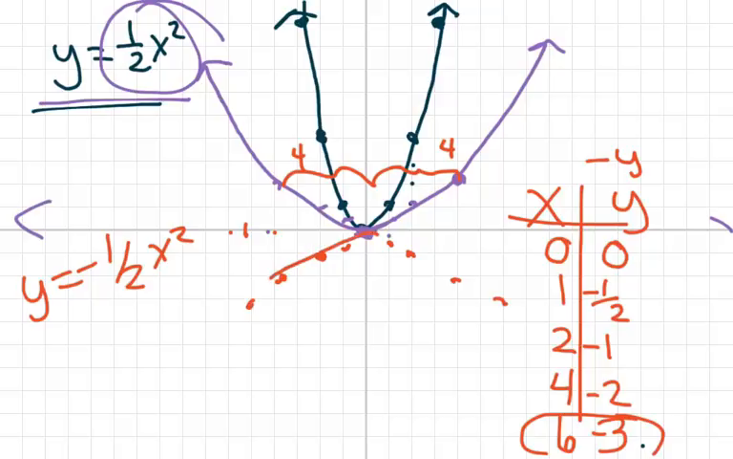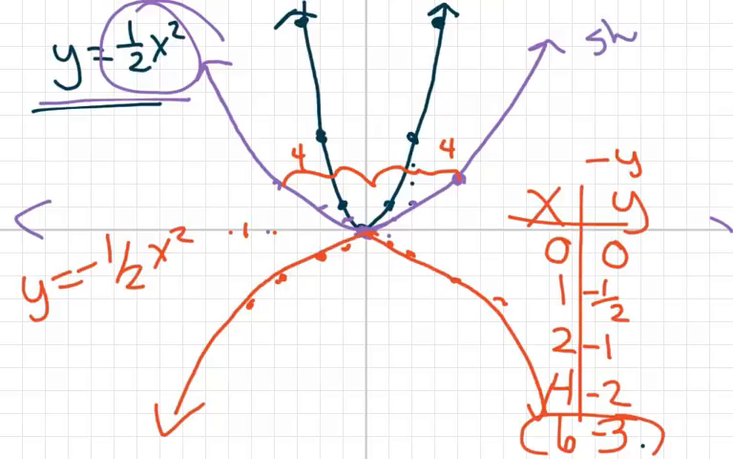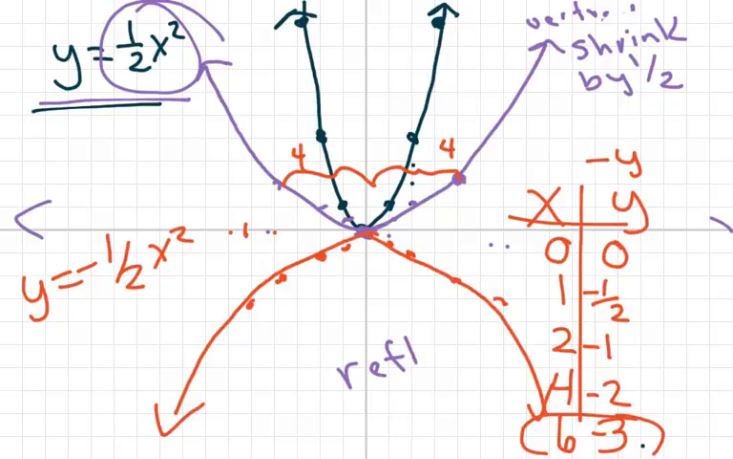So there it is. That would just be a reflection and a shrink. So this purple one is a shrink, actually a vertical shrink by 1/2. This is the same thing, but we also did a reflection. So this had two things, the reflection and the vertical shrink.